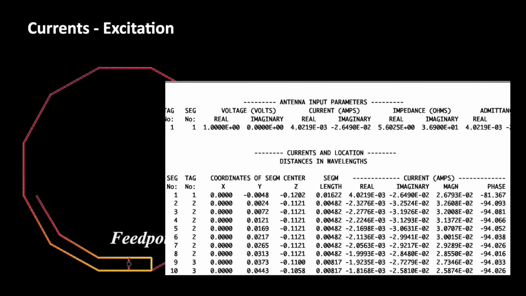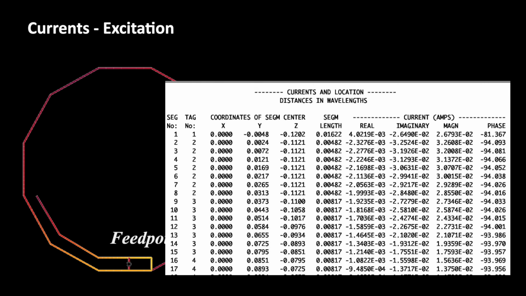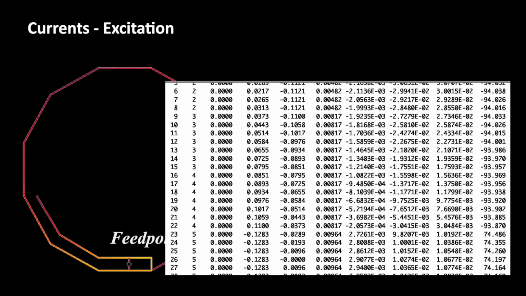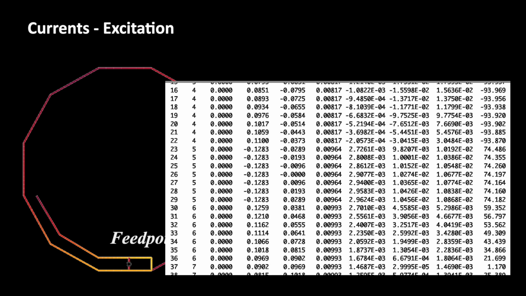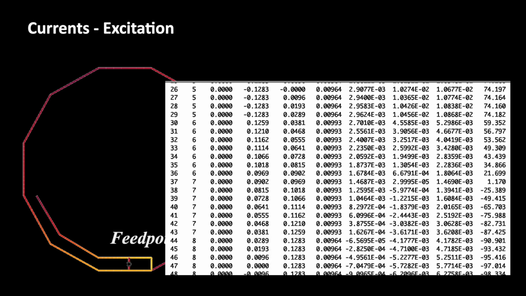Of course, you could also read the currents in the output file. I will show it here briefly, but that would be a bit inconvenient, isn't it?